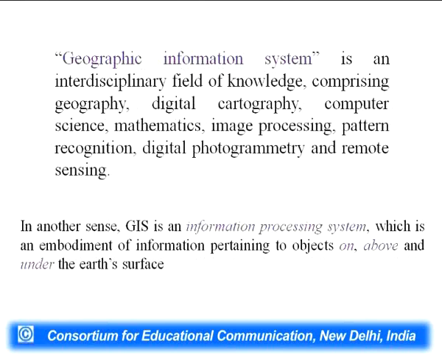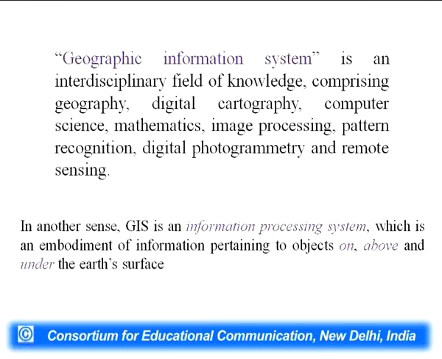So, the geographic information system, or sometimes we say geographic information science, is an interdisciplinary field of knowledge comprising geography, digital cartography, computer science, mathematics, image processing, pattern recognition, digital photogrammetry, and remote sensing.